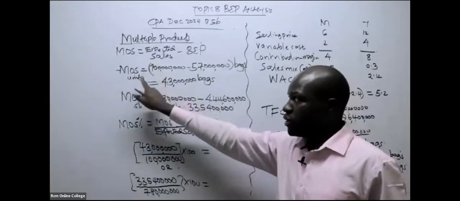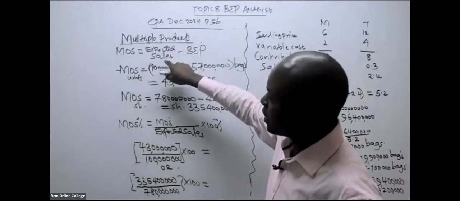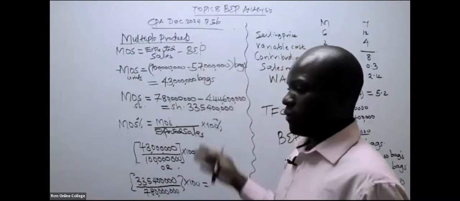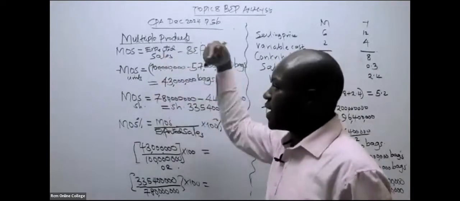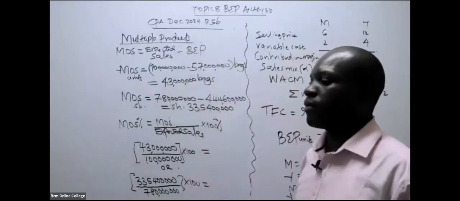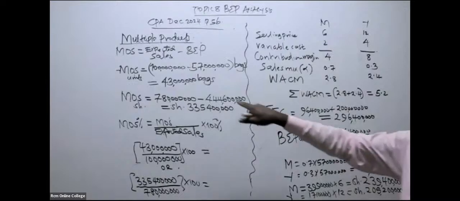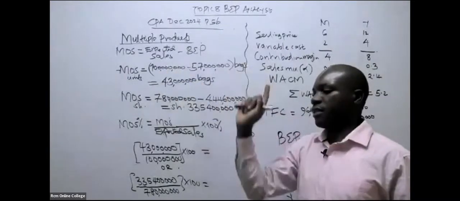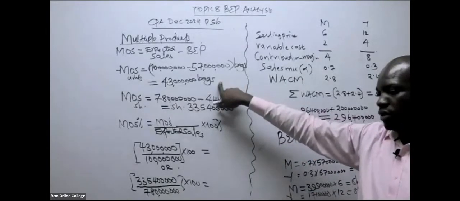Thank you. Margin of safety in units, we said it is expected sales minus break-even point, full stop. Now that we have decided to put expected sales in units, which is 100 million, what is our break-even point in units? So when you take 100 million minus 57, what are you getting? Is it anything close to this 43 million?